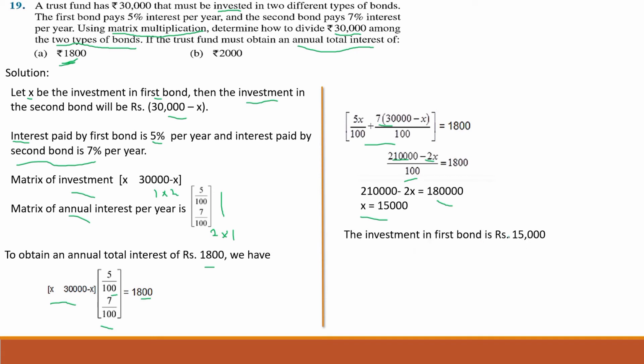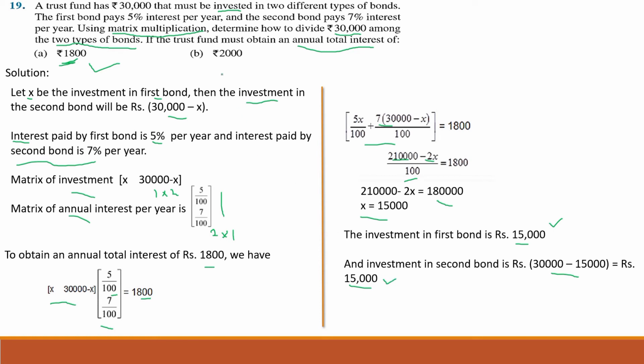So x हमने कंसिडर किया था investment in the first bond. So the investment in the first bond is of rupees 15,000. Similarly for 30,000 minus 15,000, it will be 15,000. So for 1800 का annual interest it will be divided into 15,000 equally. This was the answer for the first question.